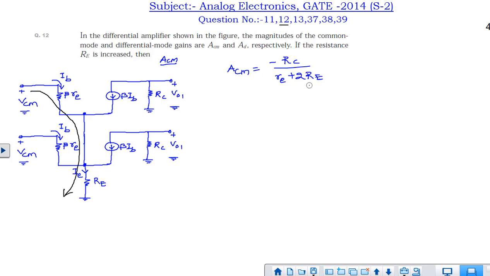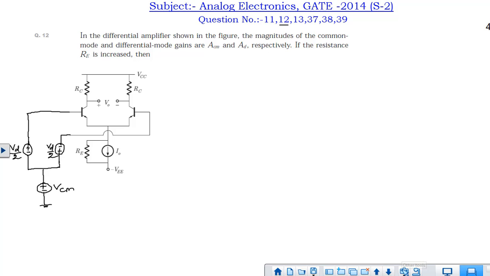And if we can approximate this, that is 2 RE is much greater than this small RE. So the common mode voltage gain will be minus RC by 2 RE. Now let us try to find out what is the differential voltage gain.